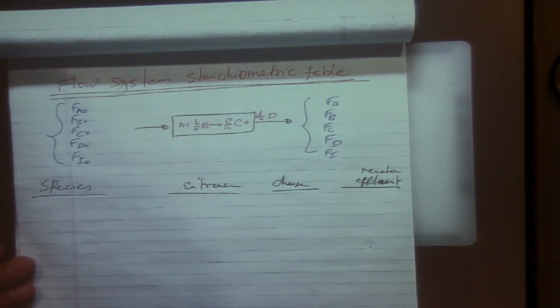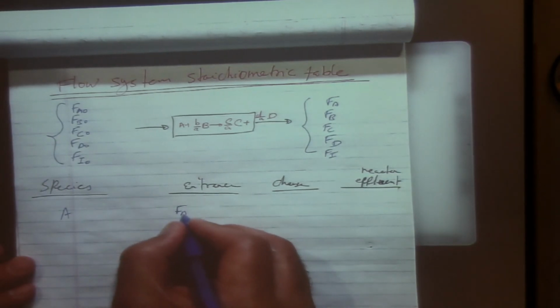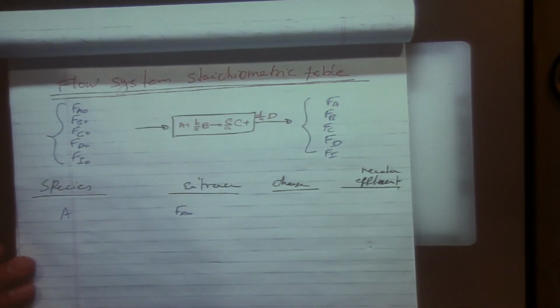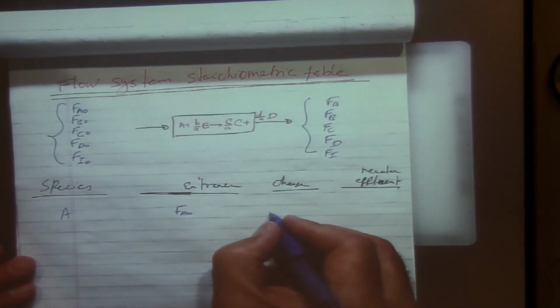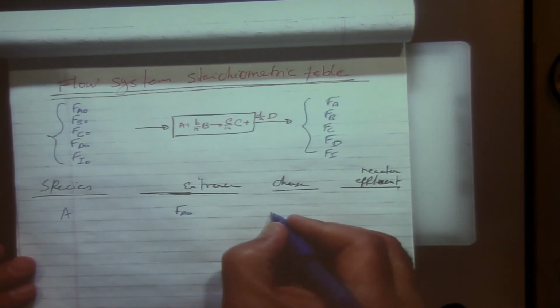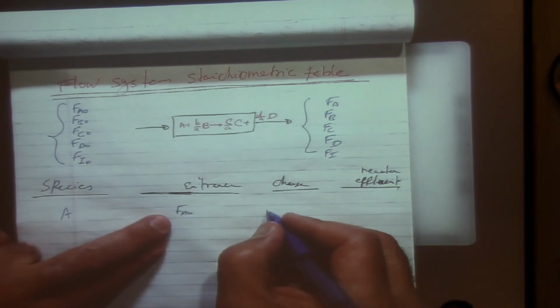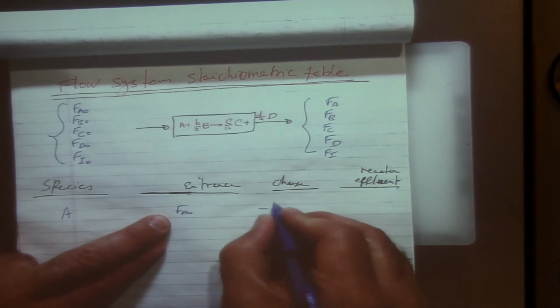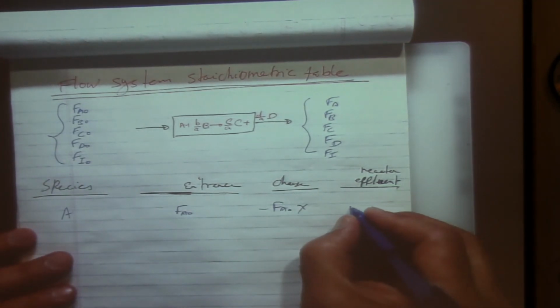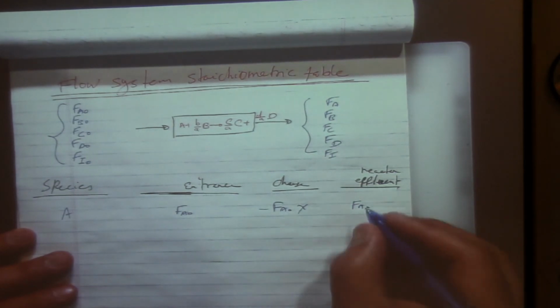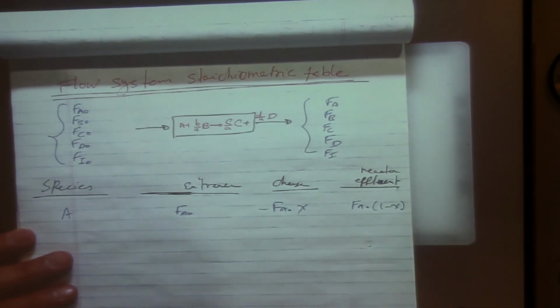Okay, so we have species A. FA naught is the entrance condition, and then how much is changed is based on the conversion. Again, exactly the same value that we had in the previous table. It's a fraction of A that is used, which we call conversion, which would be FA naught times X. And what is going out is FA naught times (1 minus X).